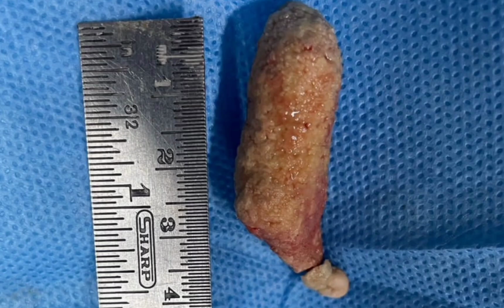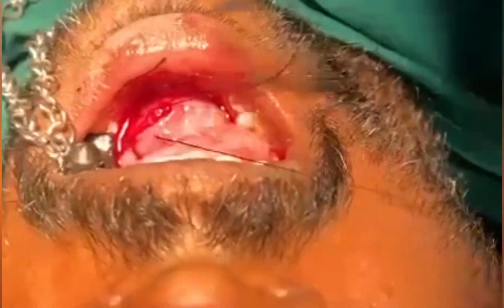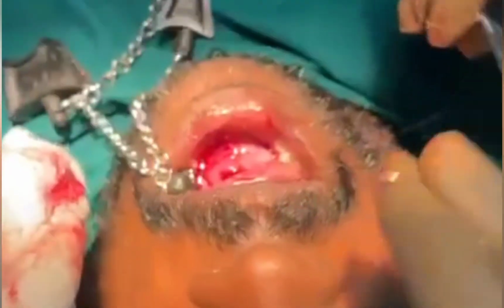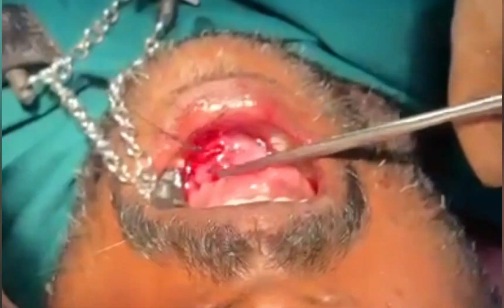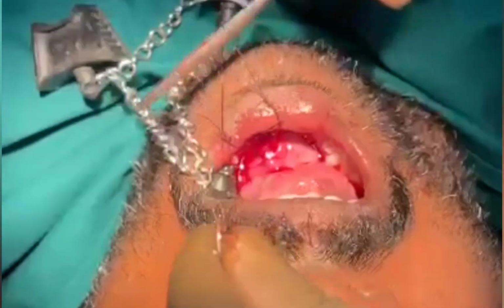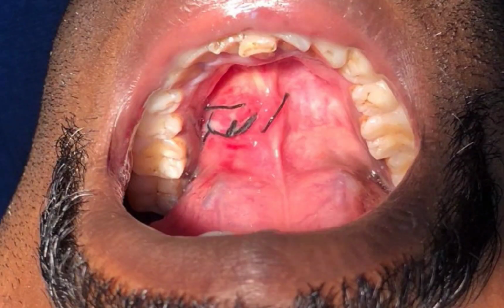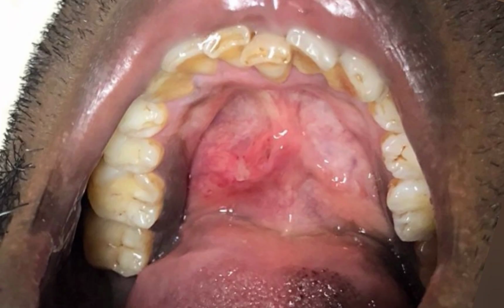Once the calculus is removed, the wound is irrigated with normal saline to flush out all the smaller particles. And now the wound is sutured with a 3-0 silk suture. Ideally, it will be better to place 2 simple interrupted sutures, and post-operatively it is better to remove them on the 2nd, 3rd or 4th day, so that there is no stricture in the salivary duct. It's a 1 week post-operative healing.